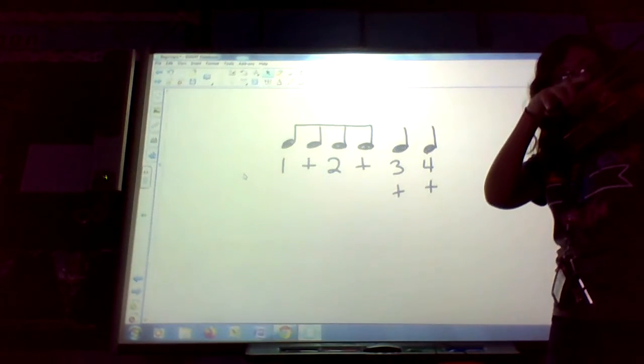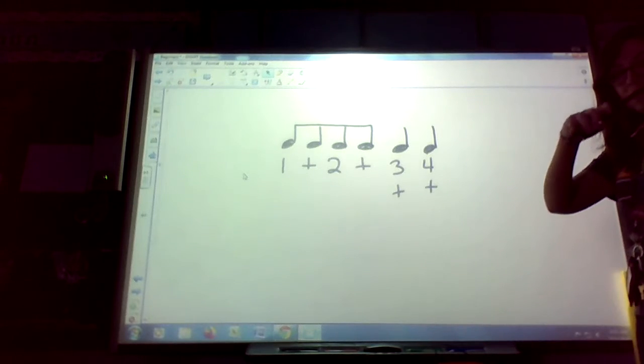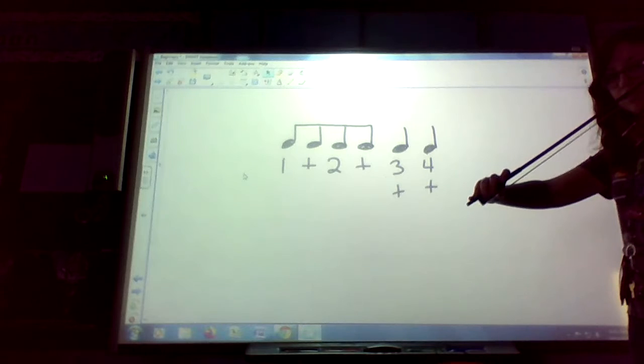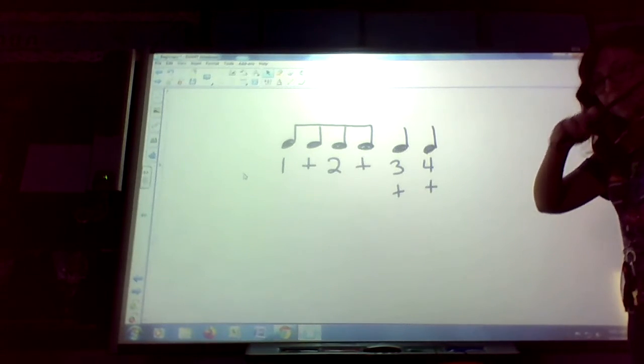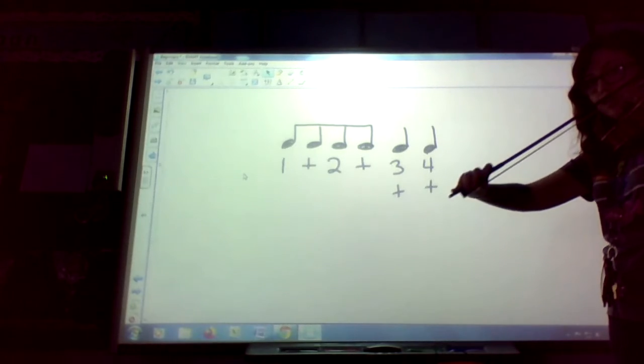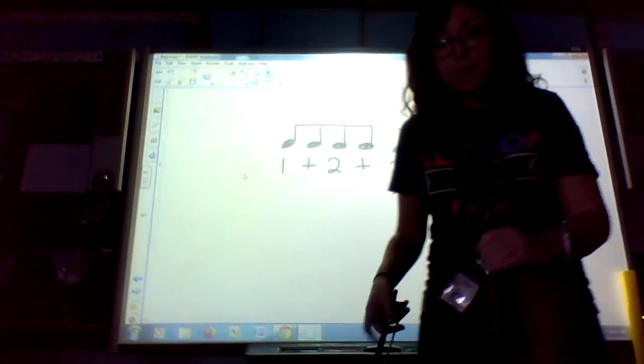Pick a different note. 3 and 4 and 1 and 2 and 3 and 4 and 1 and 2 and 3 and 4 and. So I hope that makes sense.